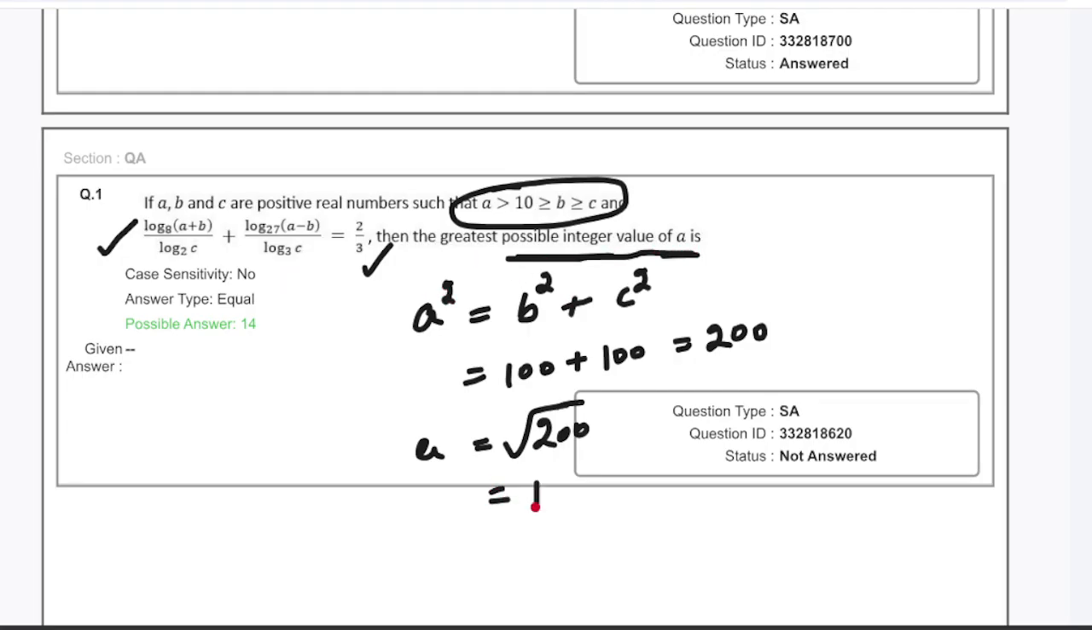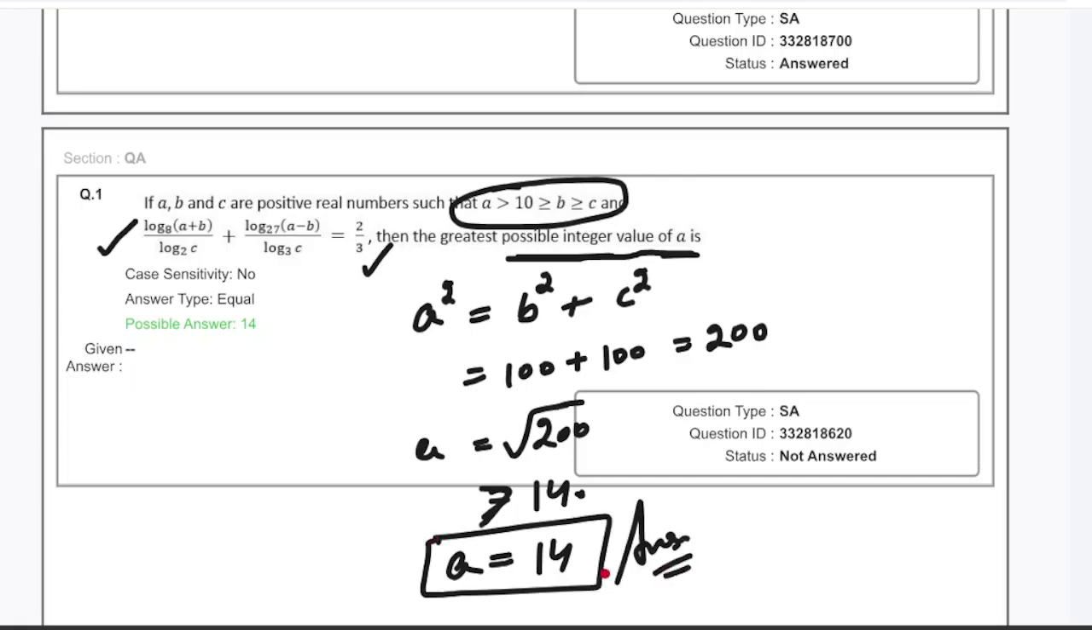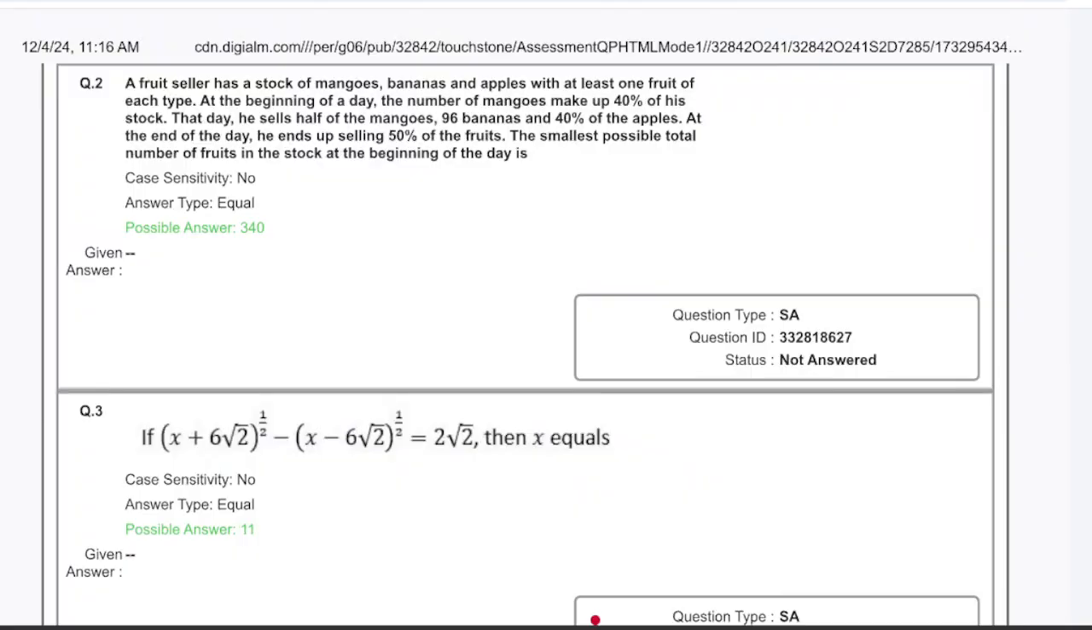So this is going to be 14 point something, because 14 square is 196. So A is greater than 14, but when you talk about integer, A has to be 14. I can't give a decimal value. That means the maximum value A can have is 14. That is the answer we get. Quite easy, doable.